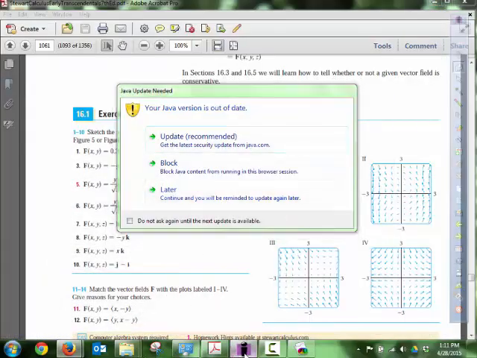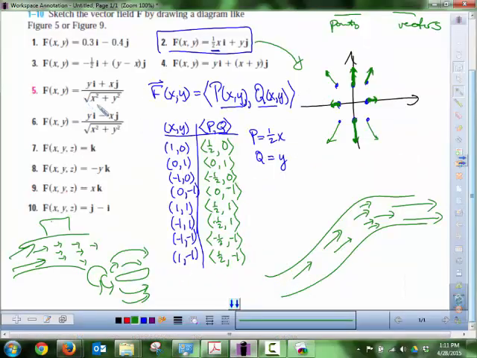But the key is to try to figure out, by the equation that you're given, with maybe a handful, maybe 4 to 8 points like we have here, the general shape of this, and then you should be able to identify the graph. And you'll have a couple of multiple choice problems in your homework where you have the equation of the vector field, and then you have a couple of drawings to choose from, and you figure out which one's which.